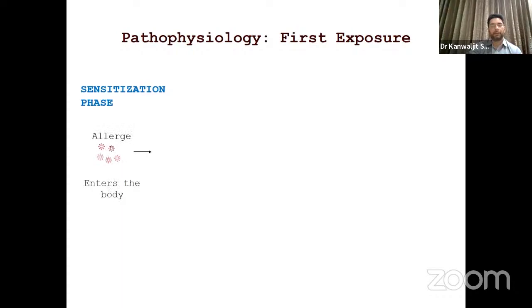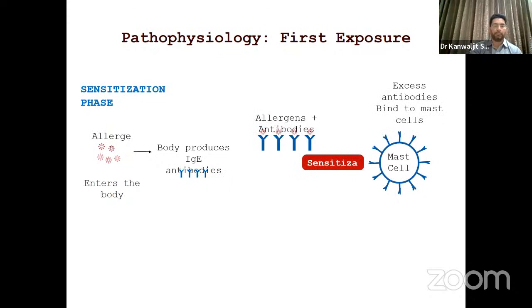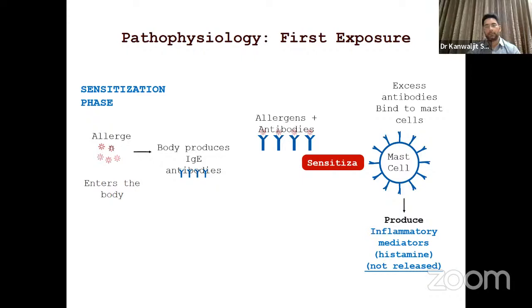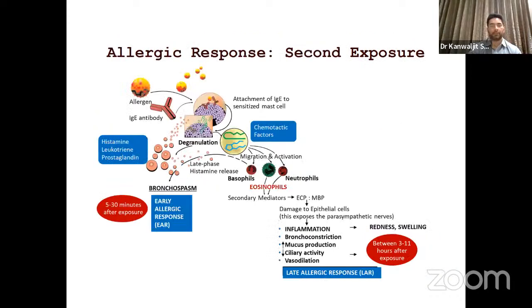So this is the pathophysiology of the allergic reaction. Allergen enters the body, it produces IgE antibodies, antibodies bind to the allergens and leads to the sensitization of mast cells. The excess antibodies bind to the mast cell but doesn't lead to the release of histamine at first exposure. Then in the second exposure, there is an early allergic response and late allergic response.